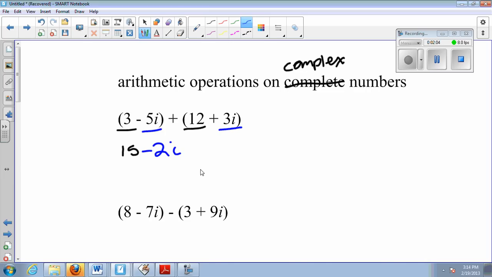8 minus 7i minus 3 plus 9i. I like to distribute the negative first. -3, minus 9i, and now it's back to adding, so we get 5 minus 16i.